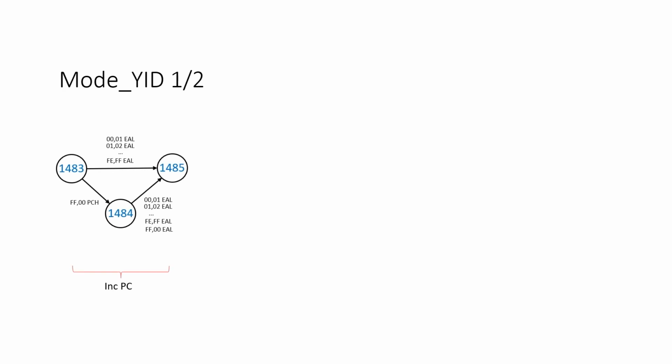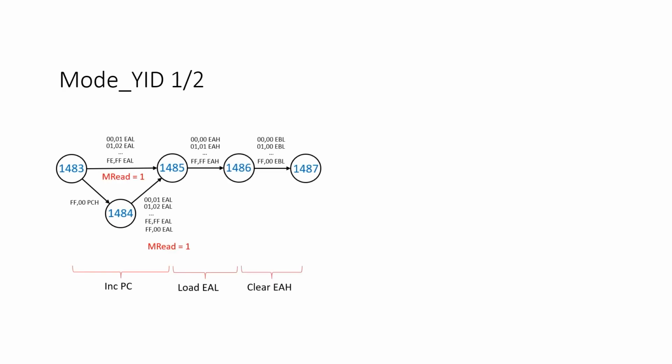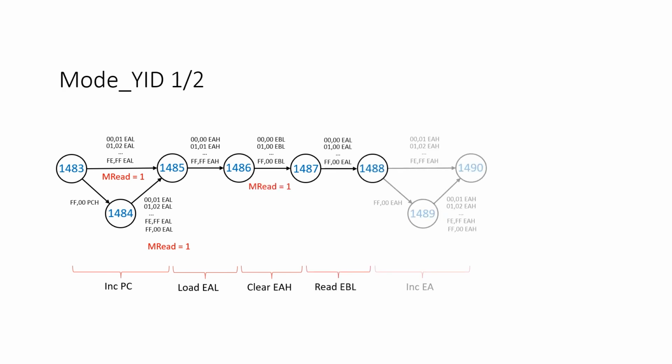Once in mode YID, we first increment the program counter. We do a main memory read into EAL and clear EAH. This contains our zero page address. We then do another main memory read into EBL. We then increment EAL. Oh look, I've just discovered a mistake. Turns out I've been doing this with carry. Now, I've never run into a problem with this so far, but I probably should correct it. I'm quite sure there's no carry. Then we do a main memory read into EAH.